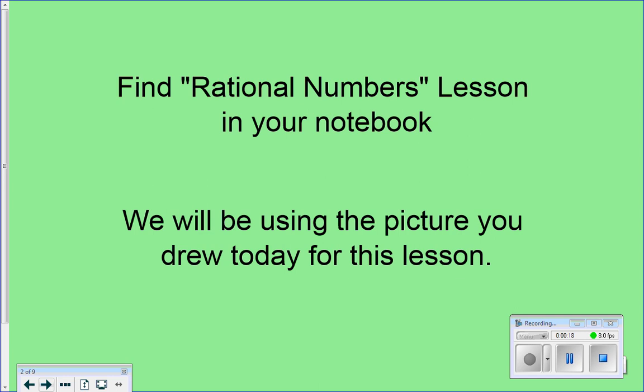What you're going to need today, the first thing in your notebook, is that picture we drew. Remember that picture with all the circles? Make sure it's easily accessible to you when we're taking notes today. Find that picture we drew. We're going to add a few things to that picture today.